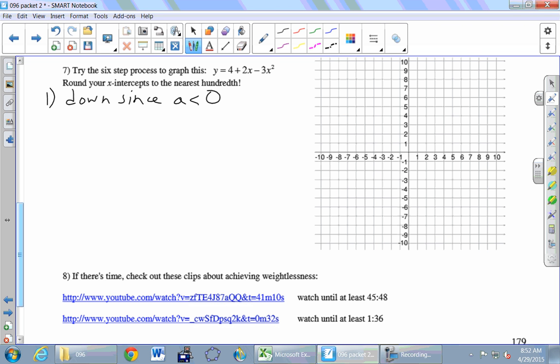Okay, next step is to find the y-intercept. To find the y-intercept, we let what equal what? X equals 0, right? Done that before. So x is equal to 0. And so I'm just going to substitute all of those x's. They become 0. 4 plus 2 times 0 minus 3 times 0 squared. Notice I always put parentheses when I'm substituting for x.